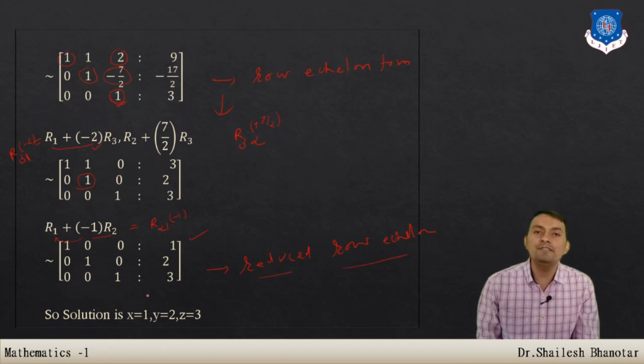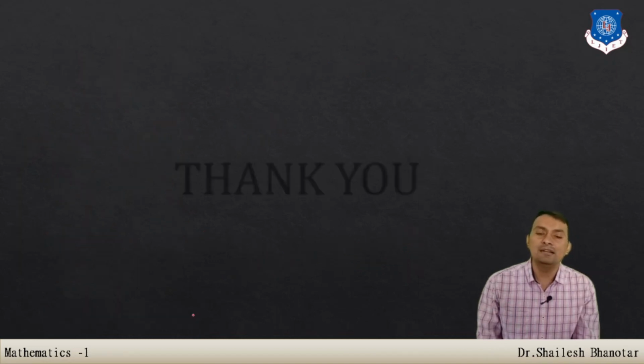From this we are going to consider the system. So x is equal to 1, y is equal to 2 and z is equal to 3, and that is the direct solution. You can also verify: when we put x equal to 1, y equal to 2 and z equal to 3 in the given system, if you get the right hand side, whatever it is, that means the answer we obtained is correct.